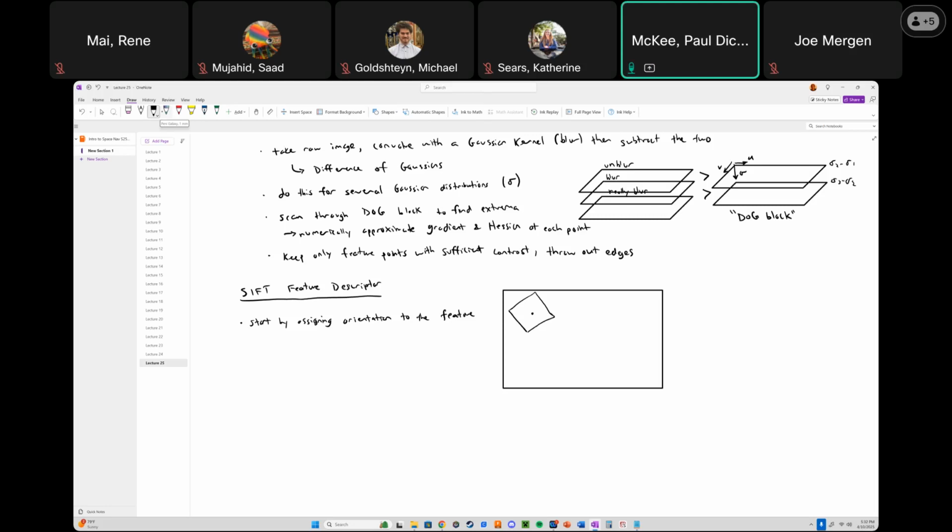What we're going to do is compute the magnitude and direction of the image gradient at several points near the feature. And then the next step is we form an orientation histogram.